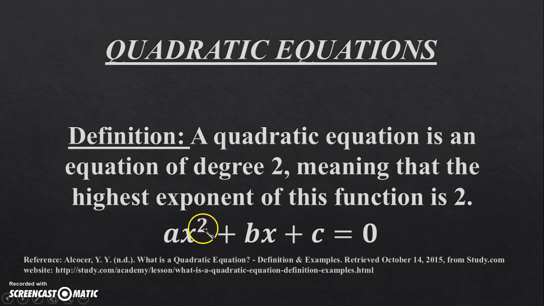So in this case, the highest exponent or power of this whole equation is 2. This will be the general equation as well, where a, b, and c are constants. So ax squared plus bx plus c equals 0.